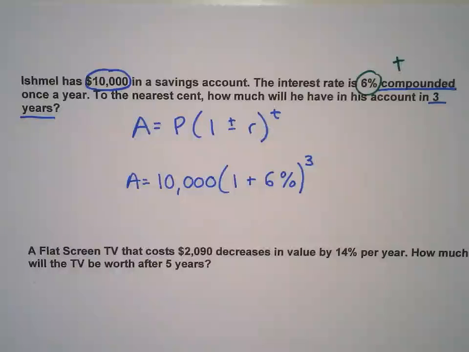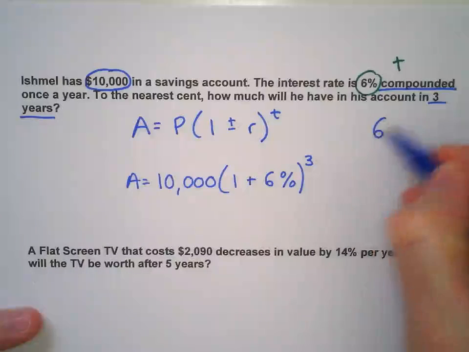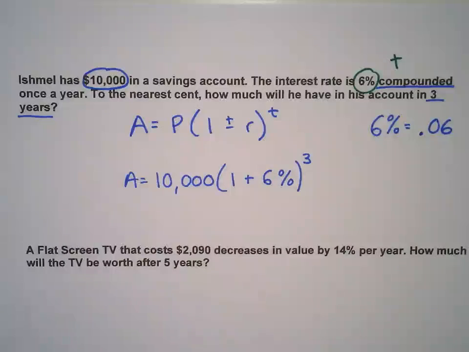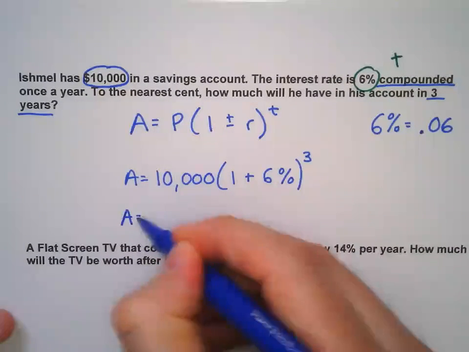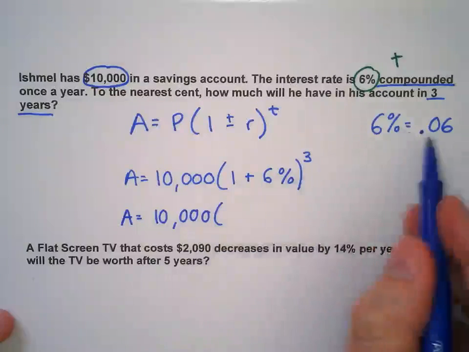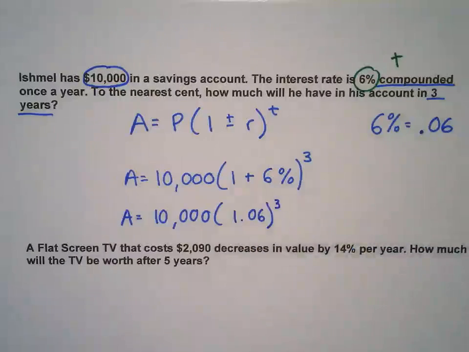Now, really, all you have to do is plug this into a calculator exactly the way it is. If you don't know what 6% changes to, just know that 6%, if you want to change that to a decimal, changes to 0.06. Another way of writing this would be A equals 10,000 times 1 plus 0.06, which is 1.06 raised to the 3. I'll try plugging that into the calculator in another video.